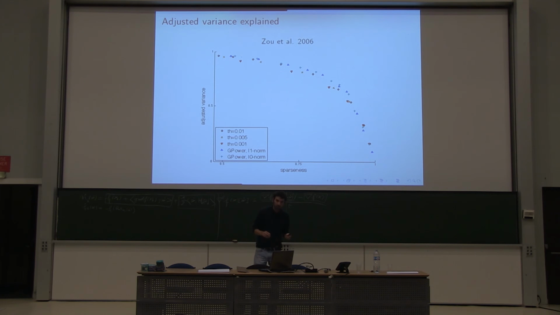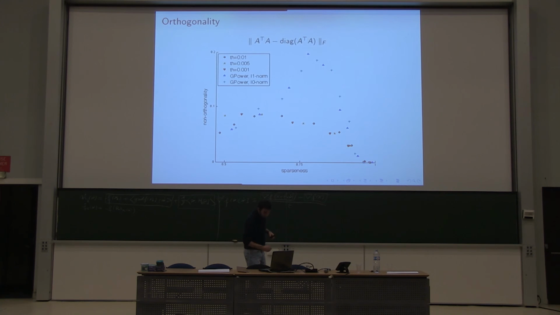So what about the last measure of interest, the orthogonality? For many values of sparseness, Journée's method has much more non-orthogonal components. This is a measure of non-orthogonality, again normalized. And you can see that our method can keep the loadings reasonably orthogonal, while for Journée's methods it really depends on the value of sparseness that you use.